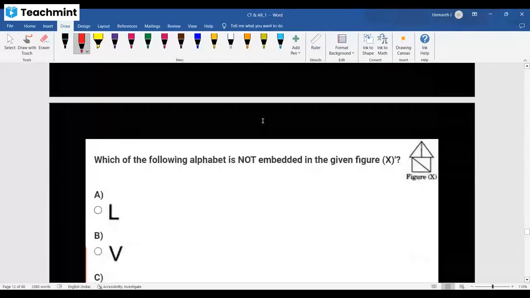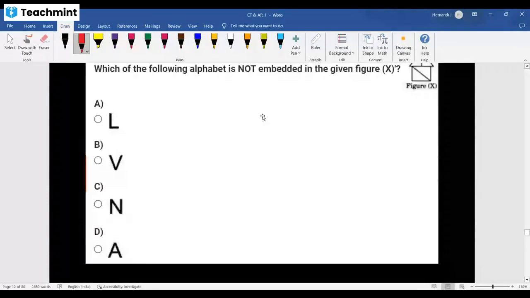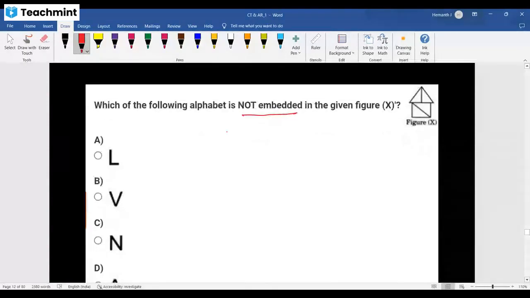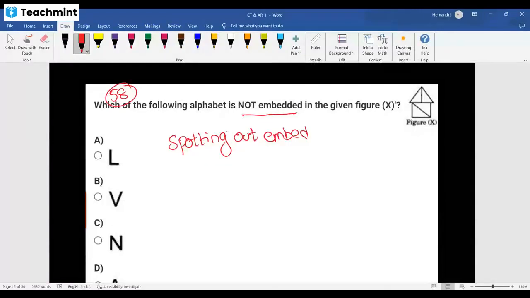Now, the other one is this, not embedded. Means this option is not available. Embedded, see, this is also there. Spotting out the embedded figure concept means this option should be available in the given diagram. Now they're asking not embedded.